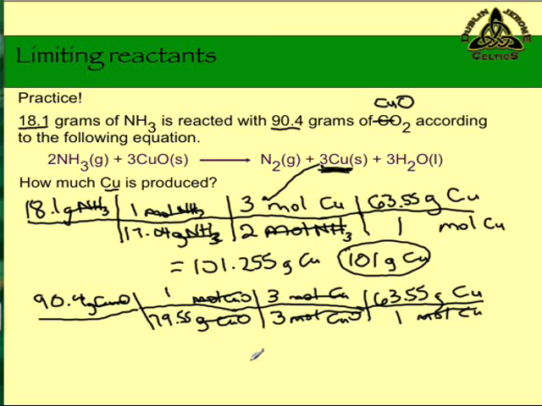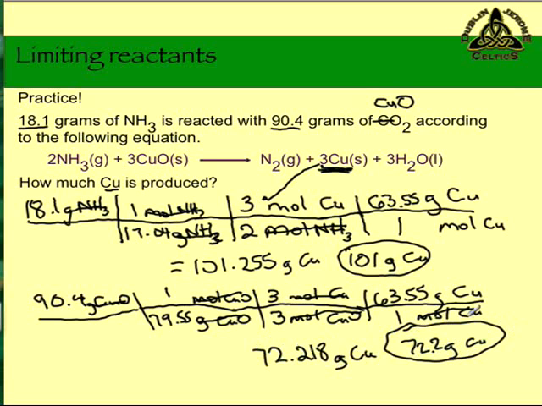Perfect. The answer to this problem, when you calculate it all out, is 72.218 grams of copper. And rounding with sig figs, it's really 72.2 grams of copper. All right, so we've got two different amounts of copper that we can make. Which one of these is less? The second one.